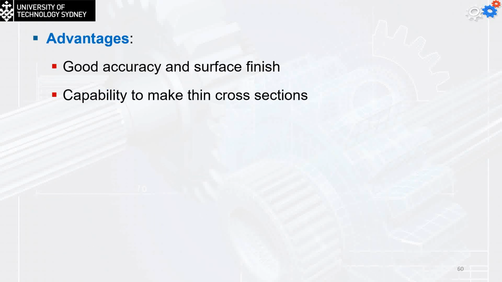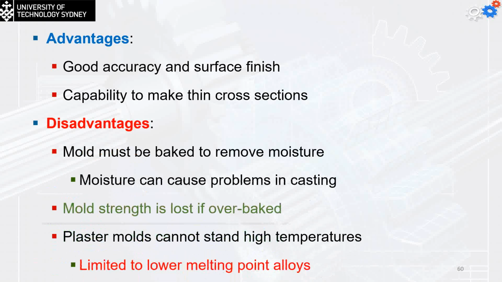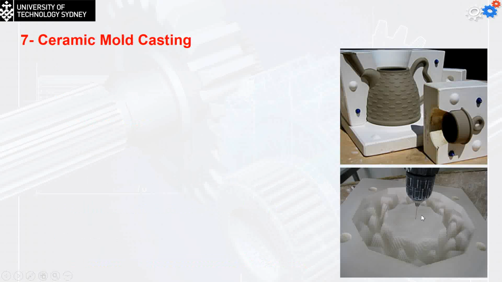The advantage of this process is that we're going to have good accuracy and surface finishing, and the capability of making thin cross sections. The disadvantage is that the mold must be baked to remove the moisture, and the moisture can cause a problem in the casting. The mold strength is lost if over-baked, and the plaster mold cannot stand high temperature, so this is limited to lower melting point alloys only.